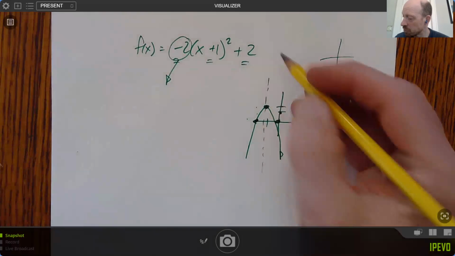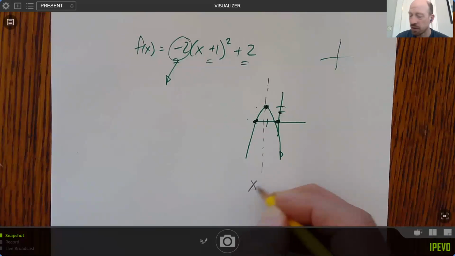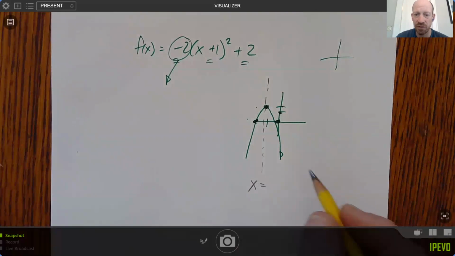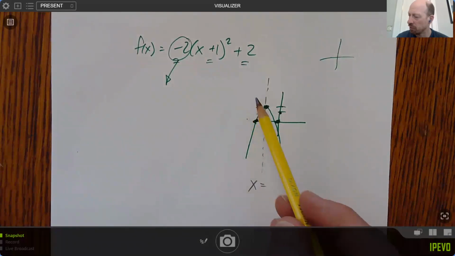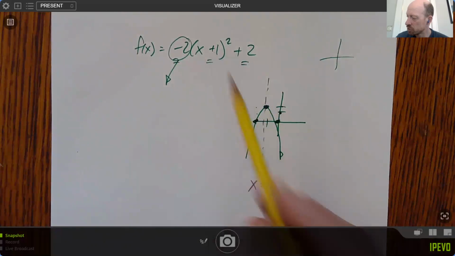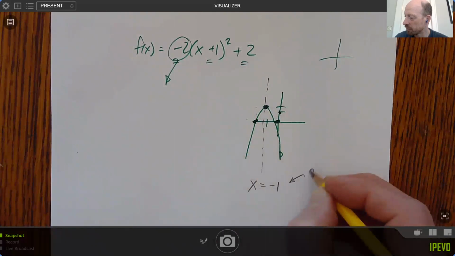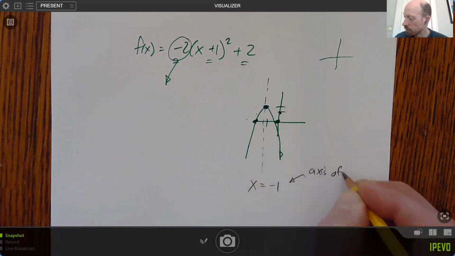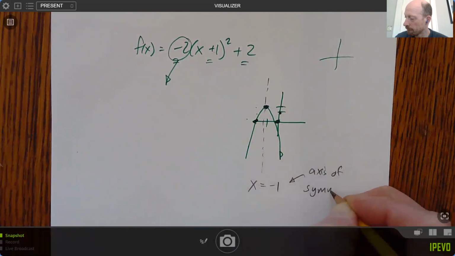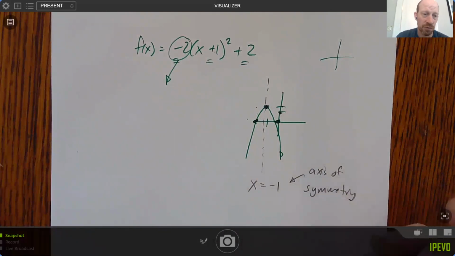The axis of symmetry is a vertical line. So that looks like x equals, and it always goes right through the vertex, which has an x coordinate of -1. So this is called the axis of symmetry. Just watch out for that on your graphs and if you're finishing up that homework, because it's easy to overlook and frustrating.